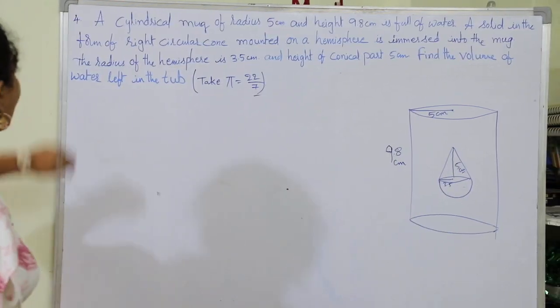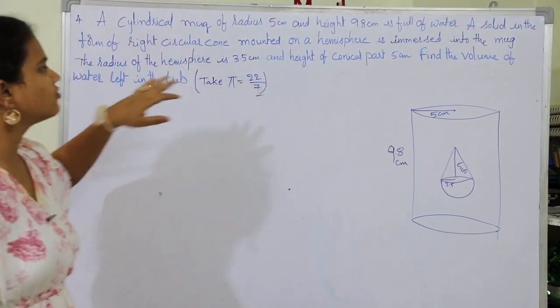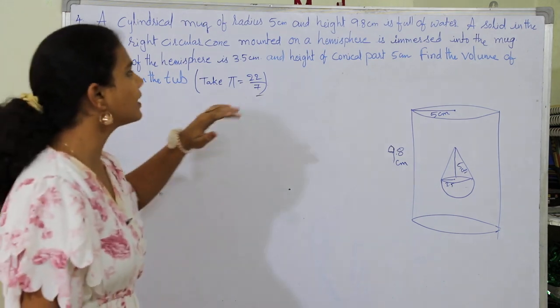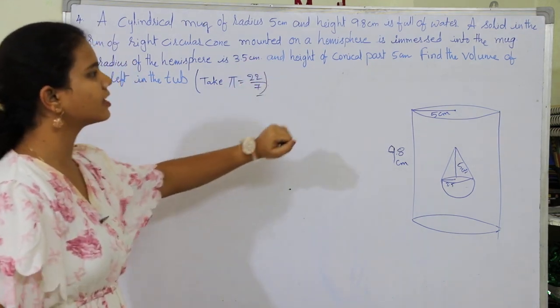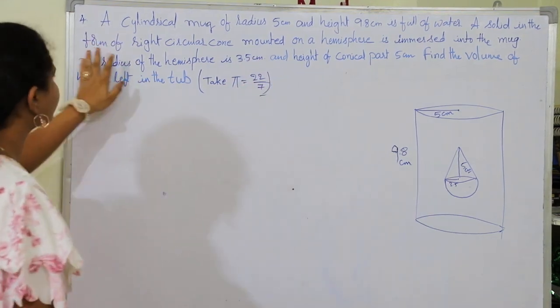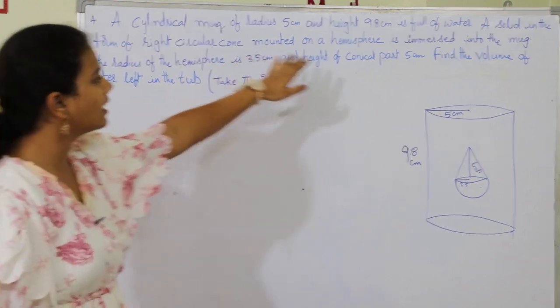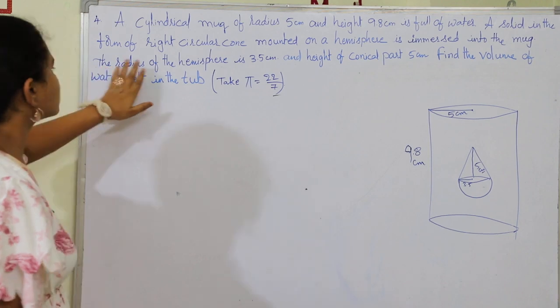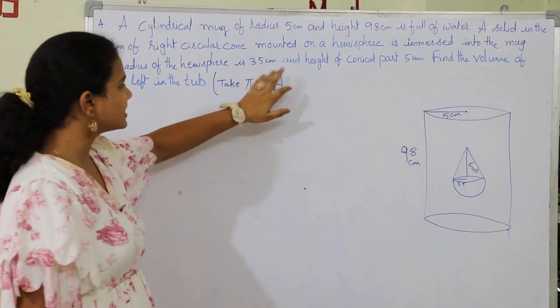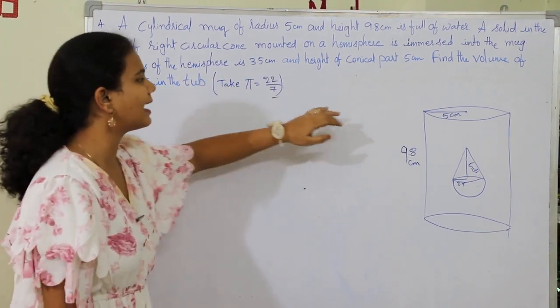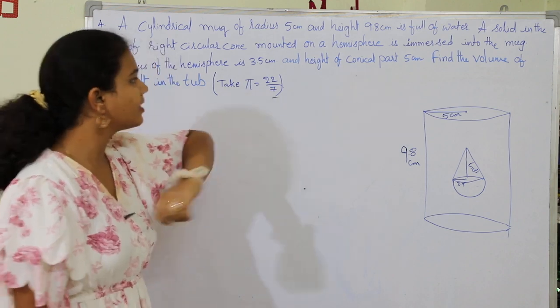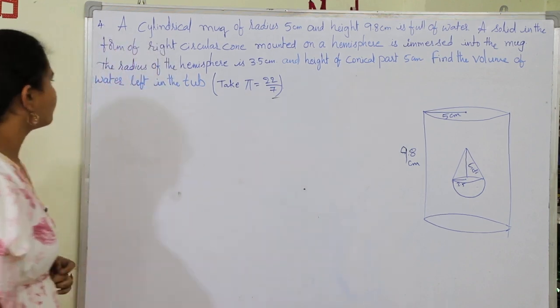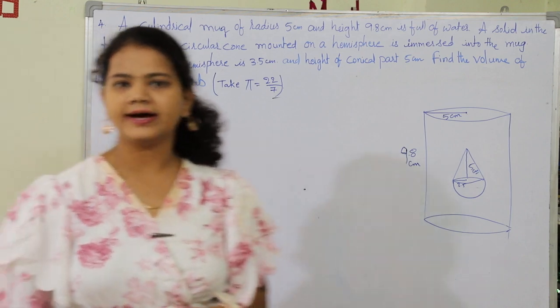So here you have a cylindrical mug of radius 5 centimeters and height 9.8 centimeters that is full of water. A solid in the form of a right circular cone mounted on a hemisphere is immersed into the mug. The radius of the hemisphere is 3.5 centimeters and the height of the conical part is 5 centimeters. Now find the volume of the water left in the tub.